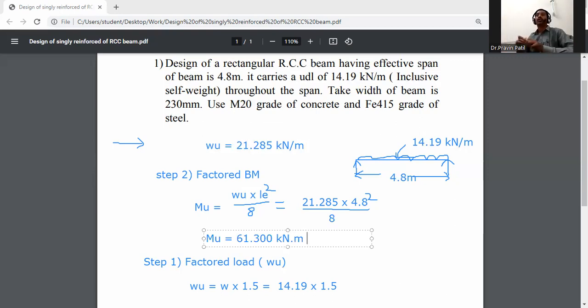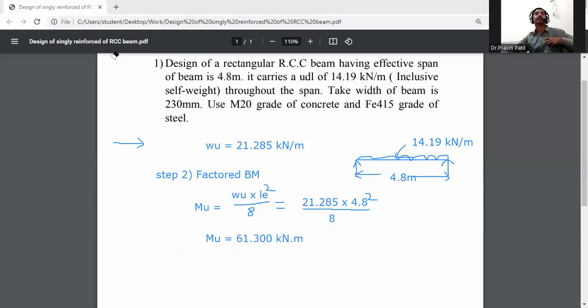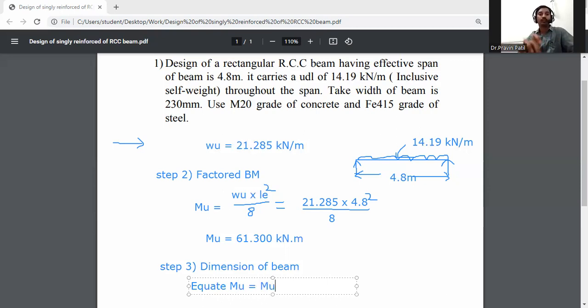Okay. Then step number 3, dimensions of beam. Width of beam is given, 230. So for that, equate Mu is equal to Mu limit.